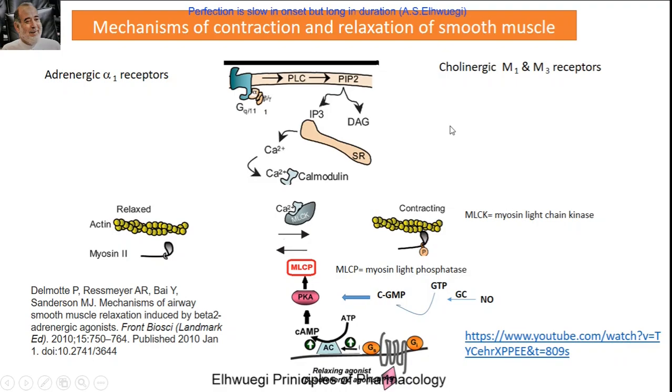drugs. The details of the action produced by these mechanisms are given in my presentation, which you can find in this link.